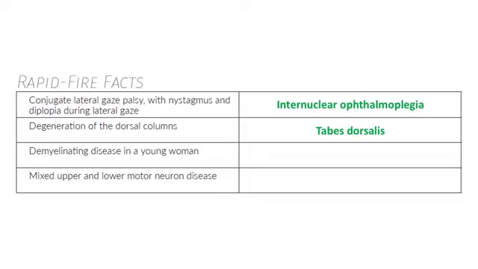Demyelinating disease in a young woman. Always think about multiple sclerosis. Next, we have mixed upper and lower motor neuron disease. Think of ALS.